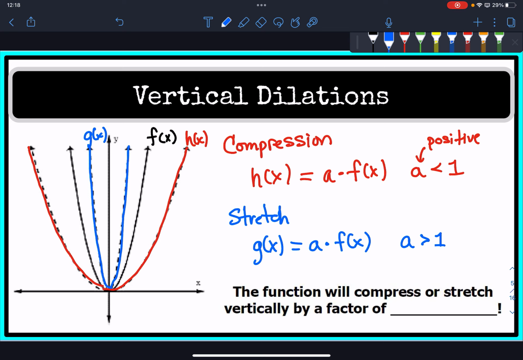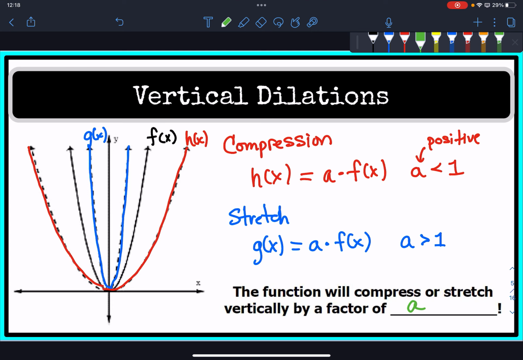So multiplying by less than 1 reduces it, compresses it, and multiplying by a number greater than 1 is going to stretch it. And the function will compress or stretch vertically by the scale factor of that number that we're multiplying, by that value of a. So our scale factor is going to be that value a.